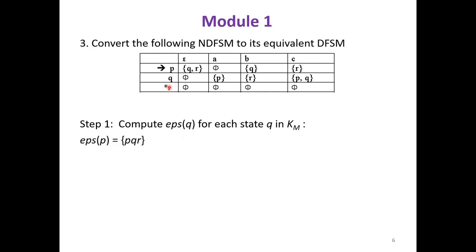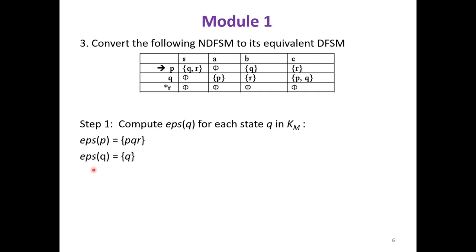To start with, EPS of P. By default, P will be in the EPS. From P, for epsilon, it is going to states Q and R. So Q and R also are included. EPS of P is equal to PQR.